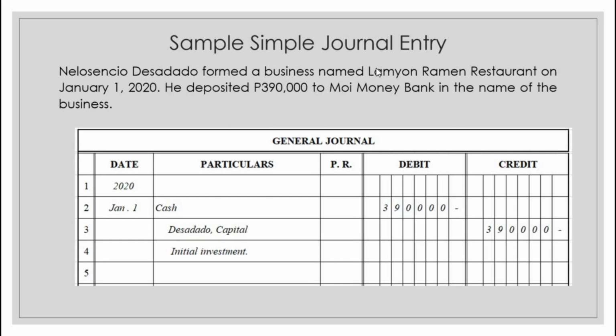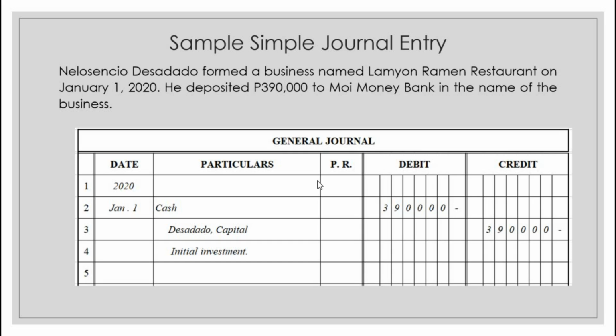So this is a sample of a simple journal entry. For example, here, si Nelosencio Desadado, who formed a business named Lamyun Ramen Restaurant on January 1, 2020, deposited 390,000 to My Money Bank in the name of the business. If you are going to record the transaction, first, given that you already have the source document, the next step is for you to identify the affected accounts.